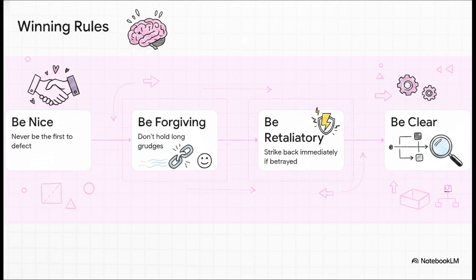It basically boils down to 4 simple steps. 1. Be nice, meaning never be the first to defect. 2. Be forgiving, so don't hold long grudges. 3. Be retaliatory. Strike back immediately if you're betrayed. And 4. Be clear, making your strategy completely predictable and very easy to trust.